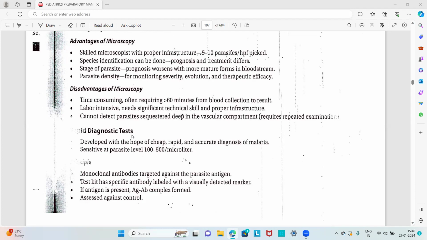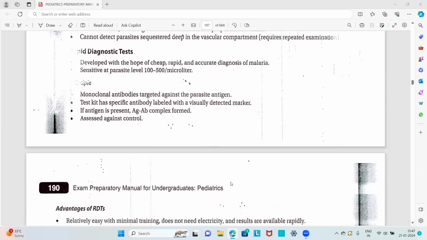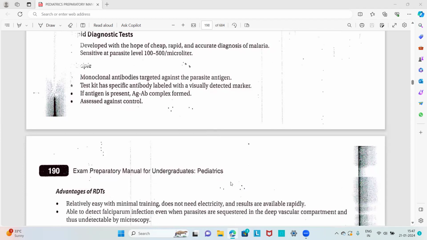So the first diagnostic test is the light microscopy. Second is the rapid diagnostic test. It is developed with the hope of cheap, rapid, and accurate diagnosis of malaria, sensitive at a parasite level of 100 to 500 per microliter. The principle is monoclonal antibodies targeted against the parasite antigen. A test kit has a specific antibody labeled with a visually detected marker. If antigen is present, an antigen-antibody complex is formed and it is assessed against the control. Like our urine pregnancy test, we detect the presence of malarial parasites using the rapid diagnostic test.